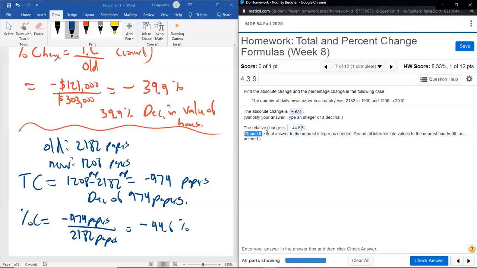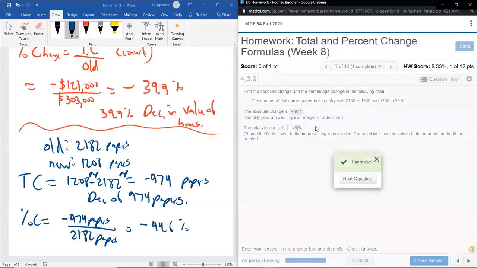I got used to everything else telling us to round to the nearest tenth, round to the nearest tenth, and they tell us to round to the nearest integer. So this should not be negative 44.6. This should be negative 45. Drum roll. There we go. See, the devil is in the details.